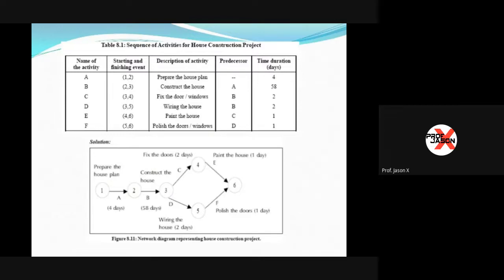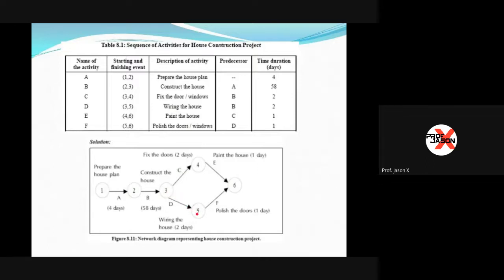Okay, so here we can see that letter C, activity C, starts with number 3 going to 4, and this is fixing the door and windows. Its predecessor is B, meaning it has to start here from B. And then time duration is 2 days. Next, we have D, which originates as well with 3 or predecessor B. So it also came from here. This is wiring the house, and the time duration is 2 days.